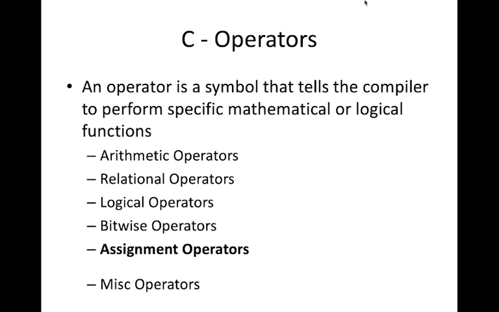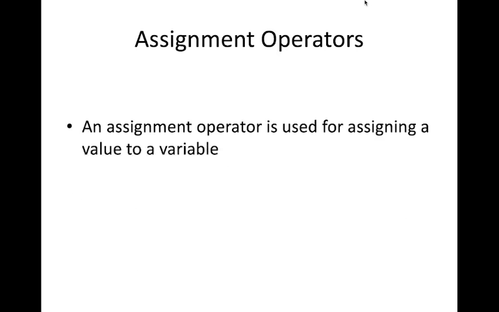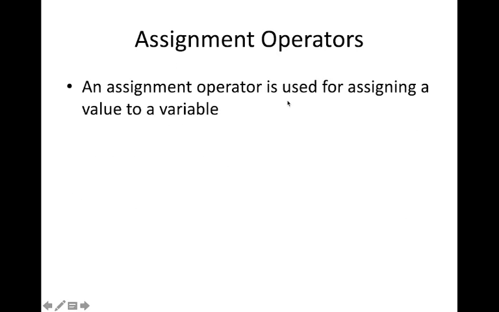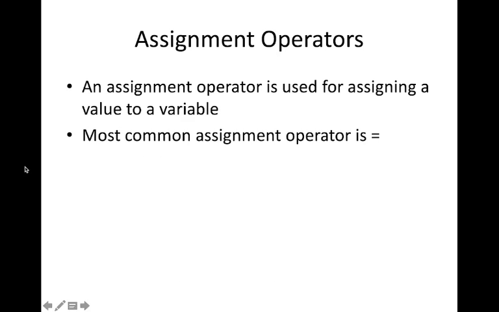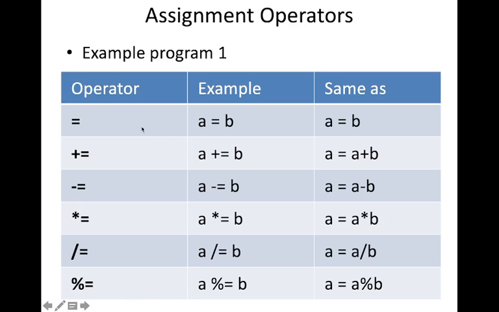Next we have assignment operators. An assignment operator is used for assigning a value to a variable. We have already seen assigning values to variables, and we'll see more about it. The most common assignment operator we use is the equal to symbol. If we write a equal to b, it is not a comparison. We are assigning the value of b to a. So if b is 5, then that value 5 will be assigned to a.